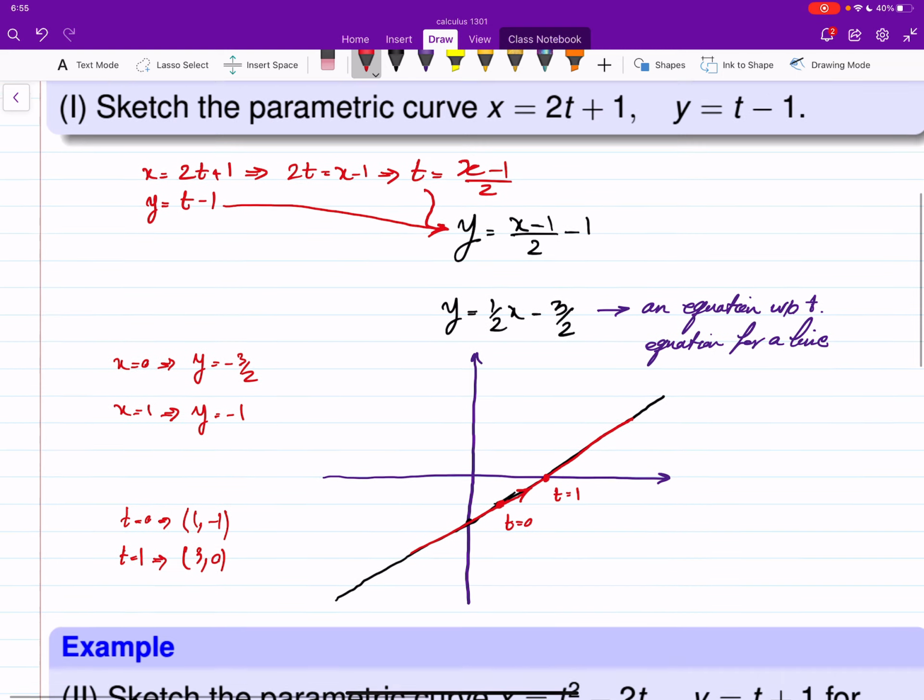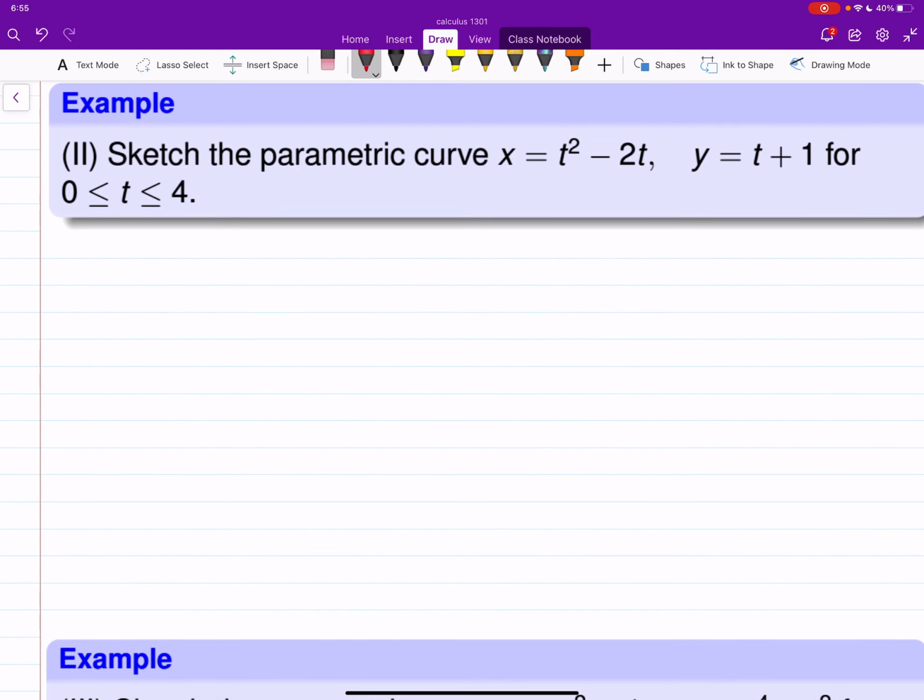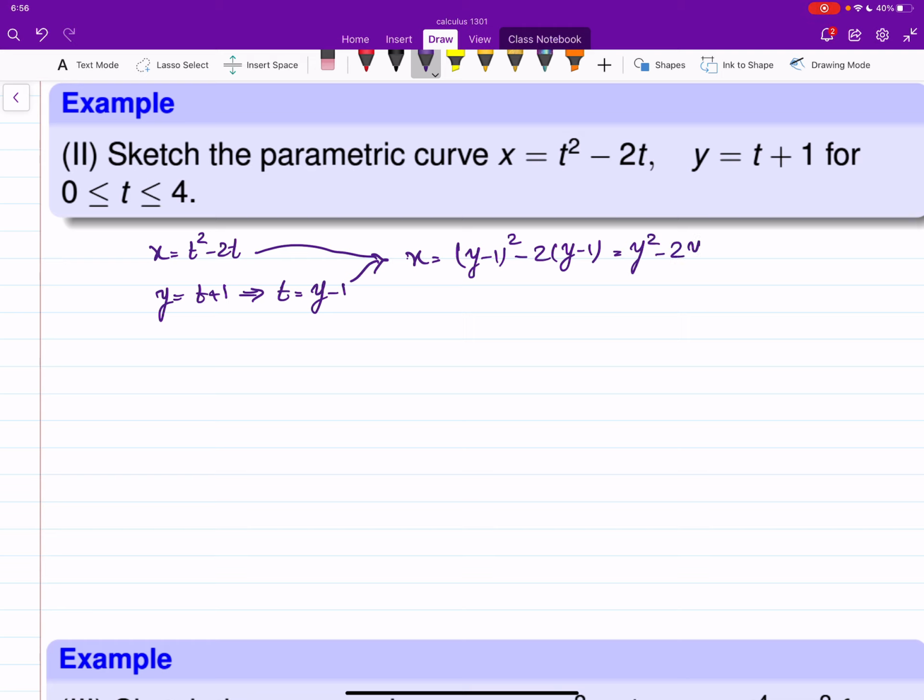Okay? Let's see another example here. Sketch the parametric curve given by this. So here I have x equals t squared minus 2t, and y is equal to t plus 1. Well, I can try to solve the first one for t, but obviously the second one is easier to solve. I can write t is equal to y minus 1 and plug in there. So this is x equal to (y minus 1) squared minus 2 times (y minus 1). And that is y squared minus 2y plus 1 minus 2y plus 1. Yeah?